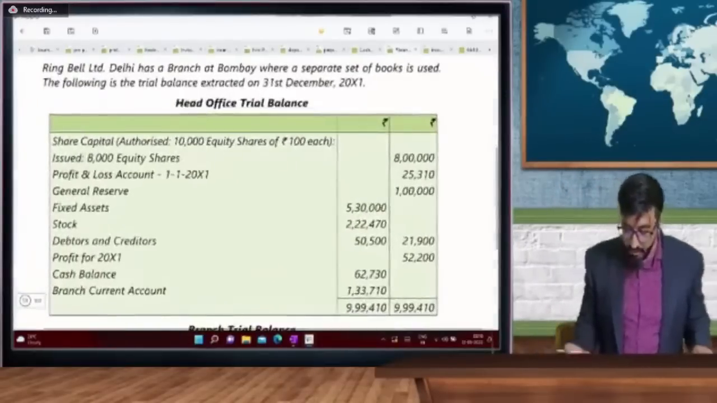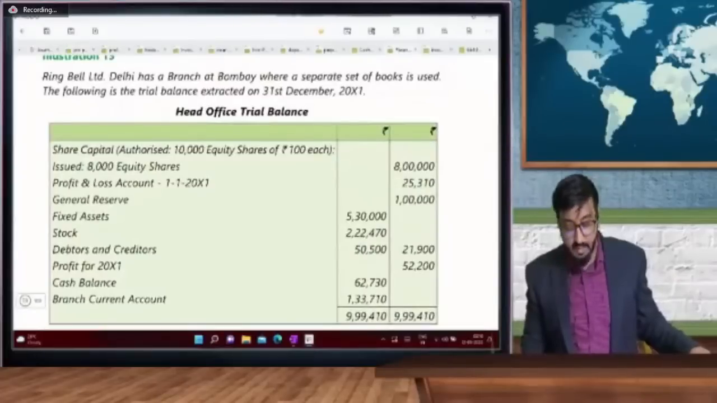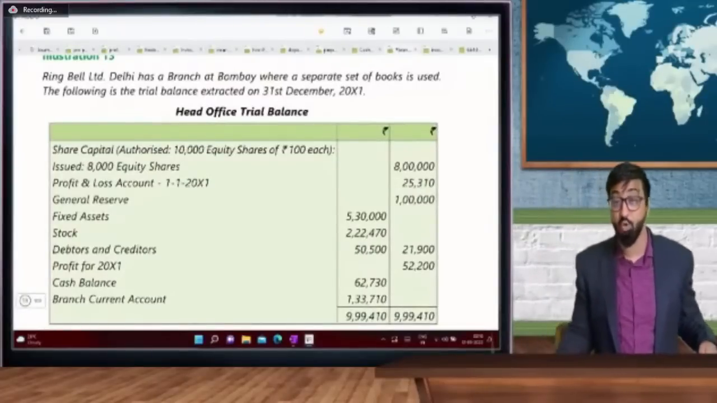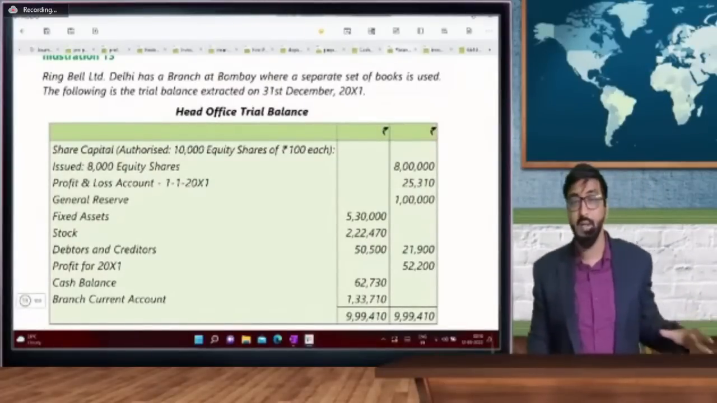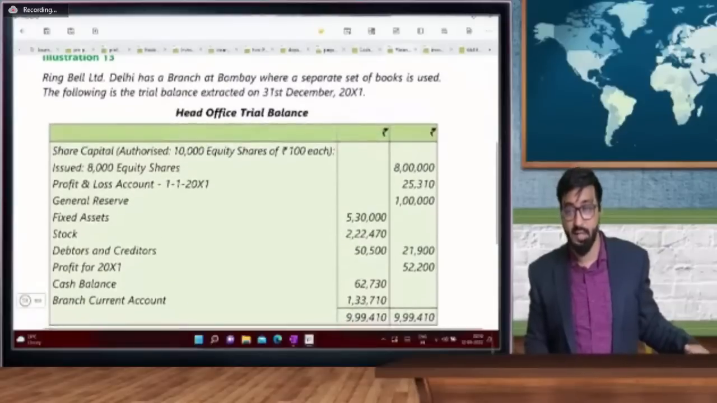Chalo, let's come to illustration 13. This is not the single trial balance. This is a partial trial balance. No, this is a full trial balance. Full trial balance we are going to transfer. So what is the technique? So this is the last question.